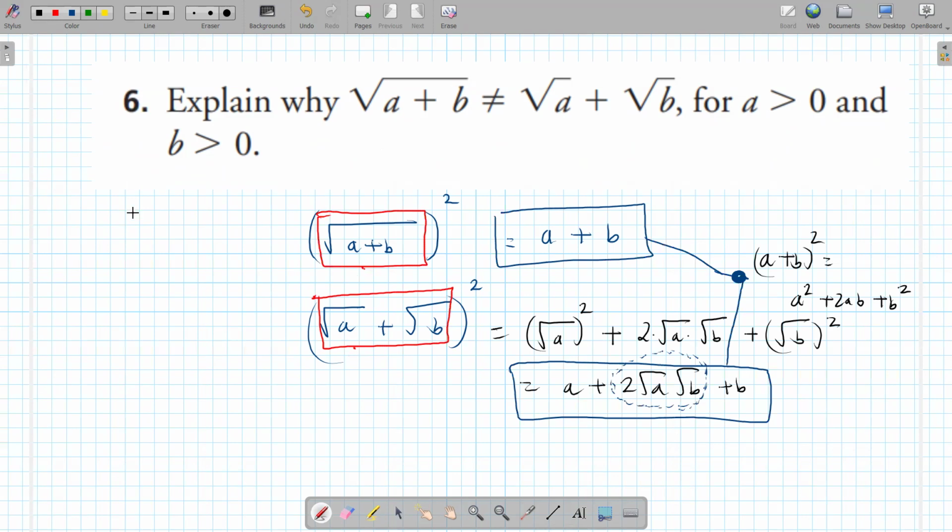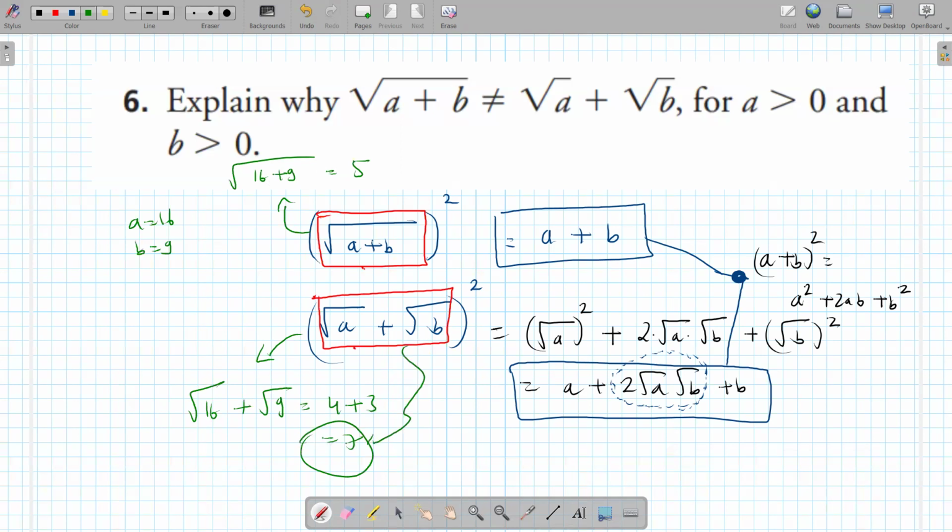For a quick numerical example, you can do this. Let's say a is 16, b is 9. For this one, it becomes 16 plus 9, 25. For this one, it becomes root 16 plus root 9. That's 4 plus 3, that's a 7. Notice how this is bigger than this? And that's always going to be the case, because when you square them, you get an extra term, which means even without the square, this should be bigger than the other one.